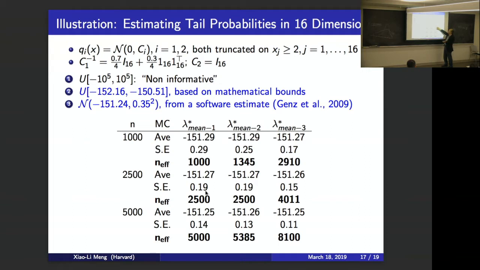In this case, the mathematical bound was too wide. So when the sample size increases, the mathematical bound doesn't do much. This numerical bound is actually pretty good.